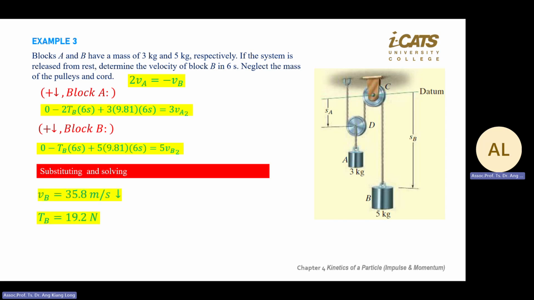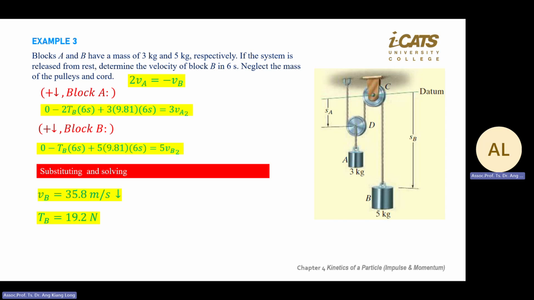So VB you get 35, TB you get 19.2. Or you can substitute this one inside here. Substitute VA equal to VB in the VB term, and then you solve for VB. So here you have TB and VB. There are many ways of solving, but this is mathematics. And VB points down, positive. TB is 91.2 Newton.